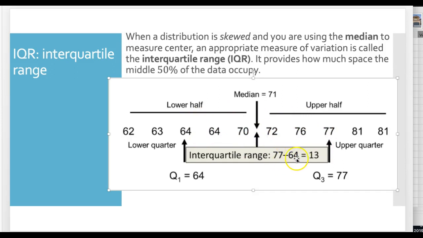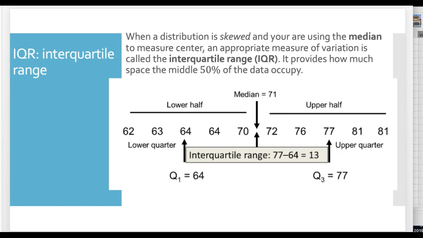77 minus 64 is equal to 13. So it's saying, hey, the middle 50% of my data ranges by 13. Okay, so that's a measure of spread when we're using the median, in the interquartile range.